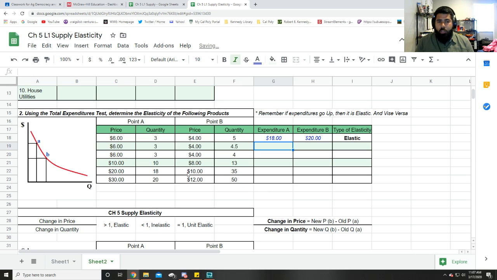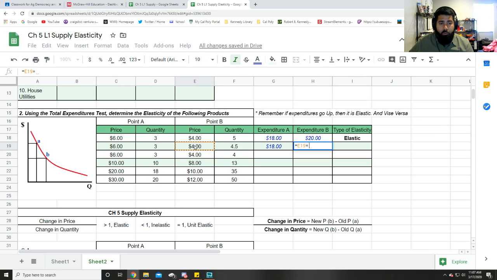Let's do the next one. Again, we're going to press equals to find out this next product. It is still at $6, and we multiply that by 3, so our expenditure at point A is still $18. Nothing has changed. The only thing that's changed now is that at the price of $4, our quantity is 4.5.